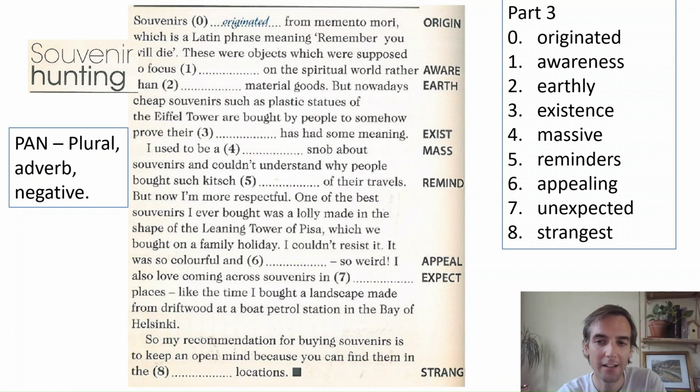So as always, you're aiming for 5 out of 8. How did you do? This one, fairly typical C1 exam, some quite difficult, some quite easy. Then overall it gets you to about C1. Let's see if we can improve.